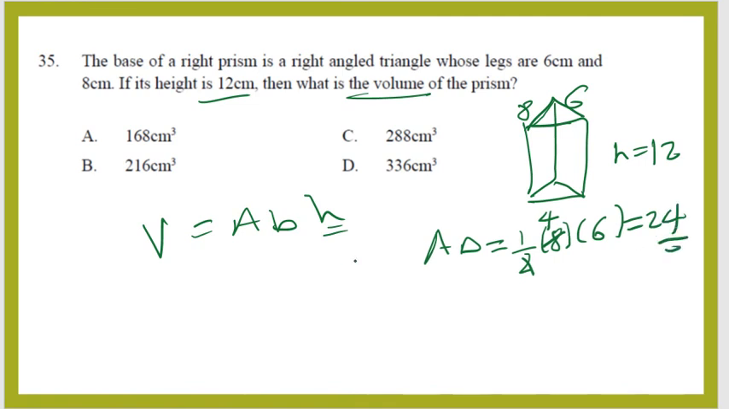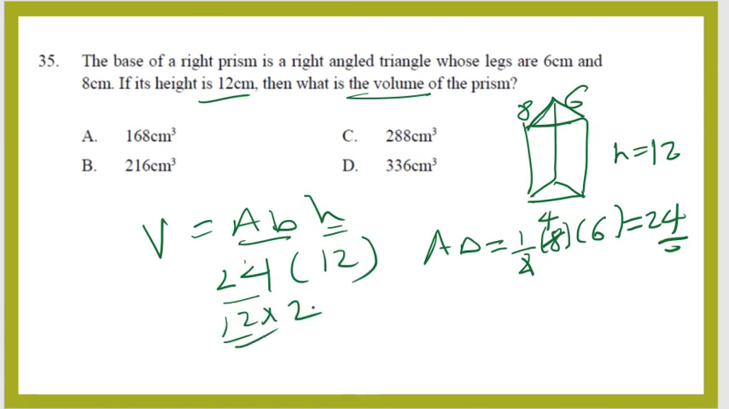Now we have got the area of the base, which is 24, then multiply with 12. So 24 means 12 times 2, systematically. Then 12 times 12 is 144. Then multiply by 2, 288. So the answer is going to be C. This is question number 35.